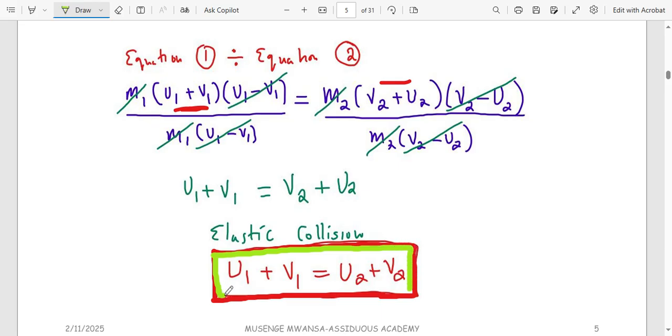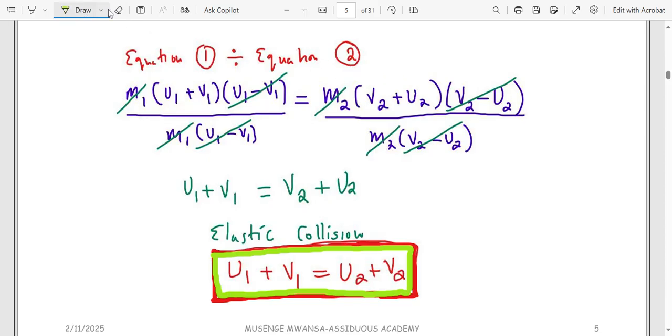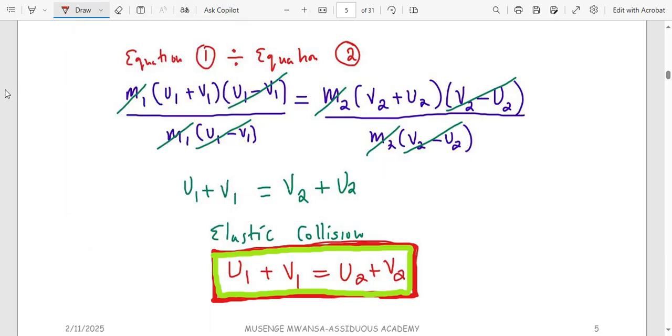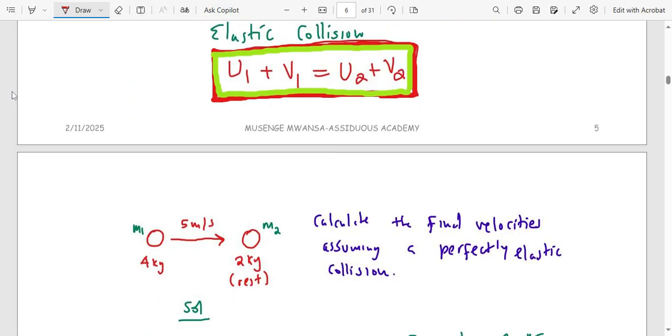Unless they ask you in the exam to derive, but barely will they ask you to do that. Instead, they are going to tell you, given that there is elastic collision, work out, and they will give you a certain problem. Does that make sense? Are we okay? Good. So let's do a practice so that you can just understand.